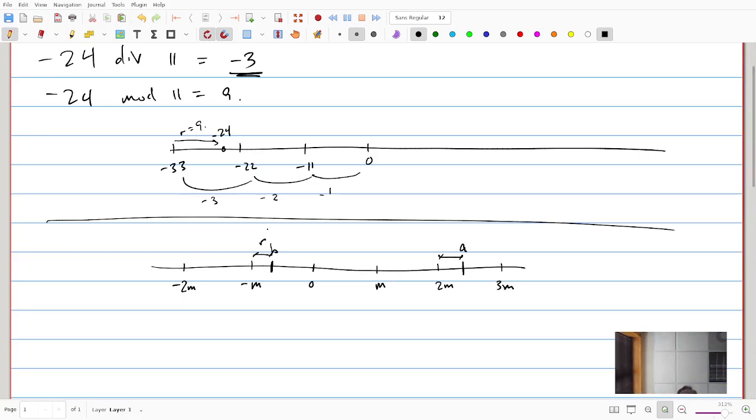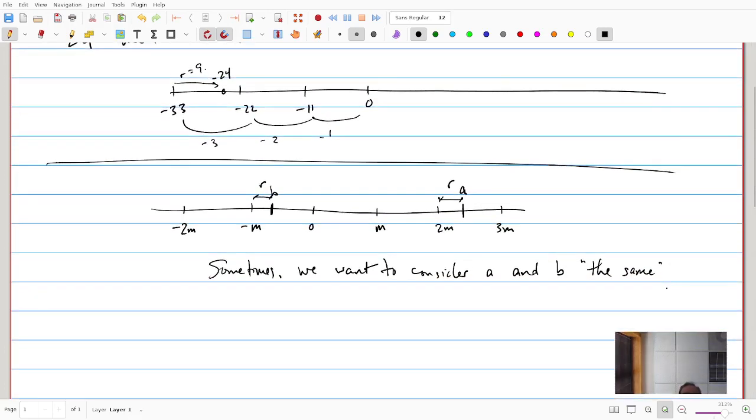So if this is remainder r, and this is remainder r, sometimes we want to consider a and b, quote, the same. They're obviously not literally the same numbers, but maybe we don't care. We only care what their remainder is, and so we want to consider them being the same if they have the same remainder.